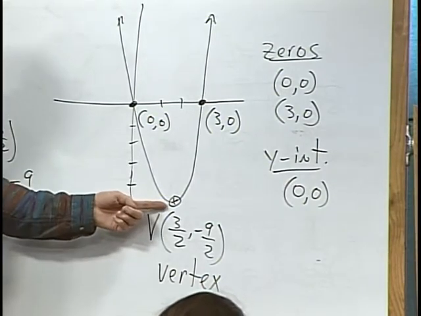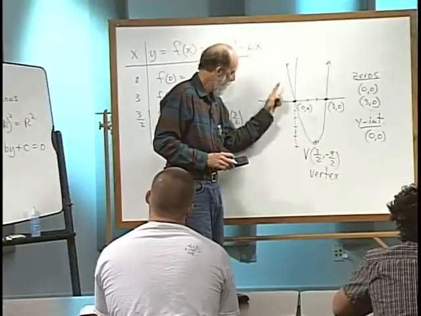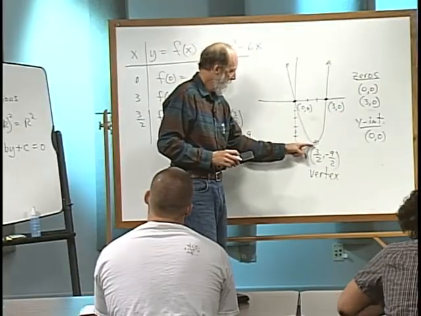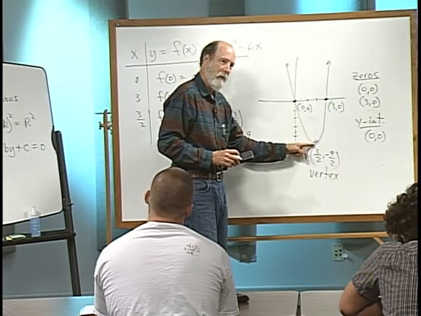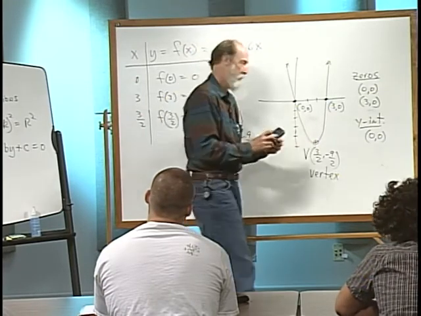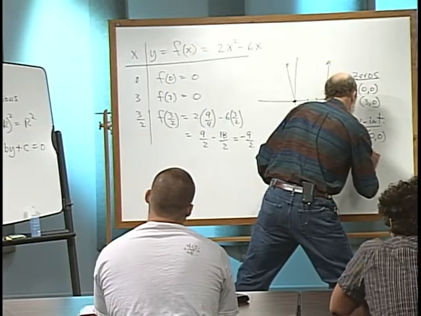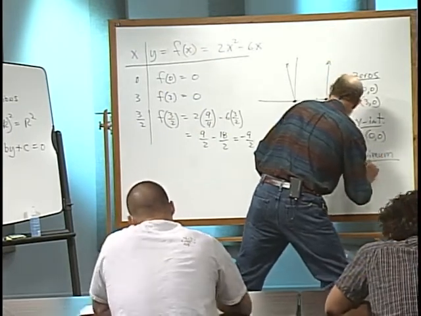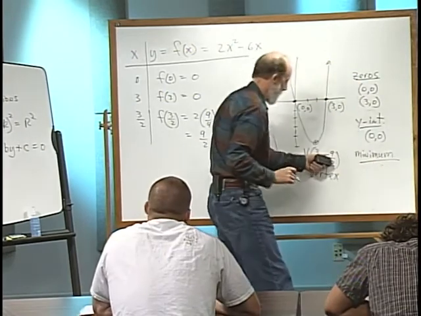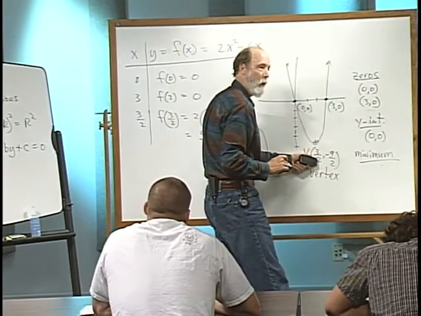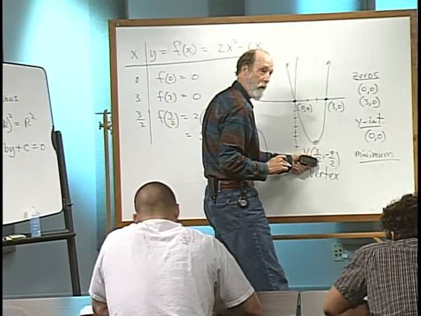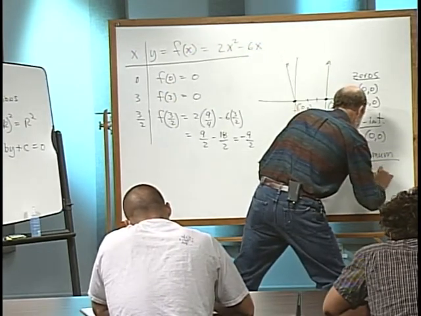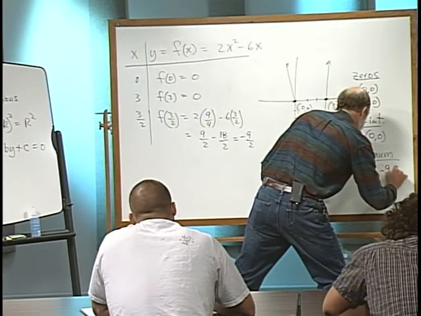This point down here is called the vertex, and on this type of parabola that opens upward like a smiling face, this is the bottom of it, and we call that the minimum. The value happens to be minus 9/2, and it occurs when the input is 3/2. So it occurs at 3/2, minus 9/2.